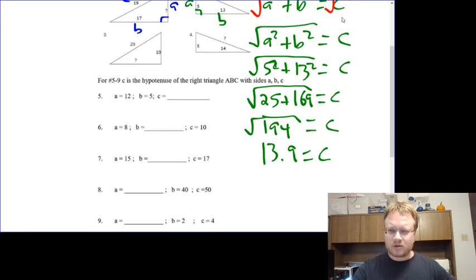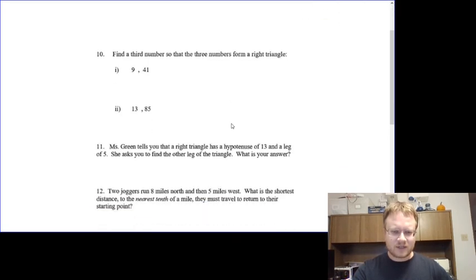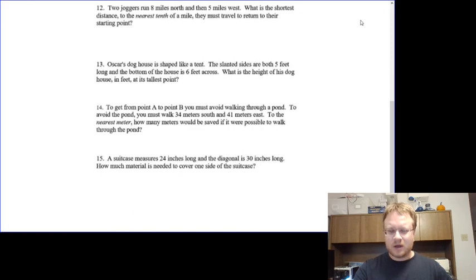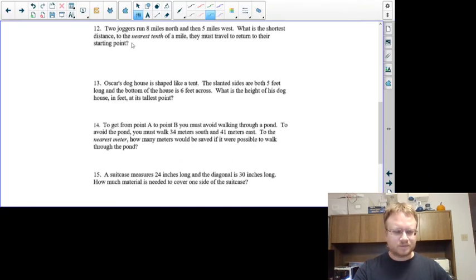The rest of this note is just extra practice. I will leave it to you to work on it, and depending where we are in class, we can take some of these up together. Otherwise, it's good practice for you to do on your own.